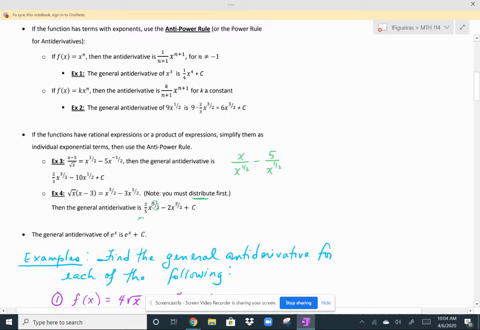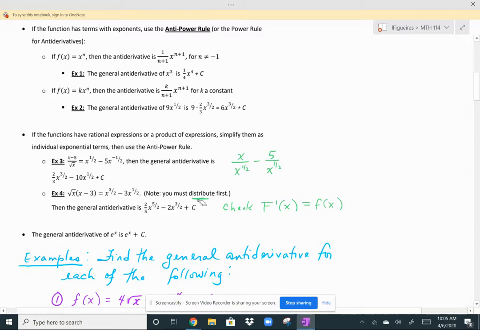Do the same thing to the second term. Add 1 to the 1/2 in x to the 1/2. That gives you 3/2. Multiply by 2/3. This time the 2/3 gets multiplied by 3, so that leaves you with just 2. So your antiderivative is 2/5 x to the 5/2 minus 2x to the 3/2 plus c. And again, you can always check your antiderivative answer by taking the derivative of it and seeing if it equals the original function.